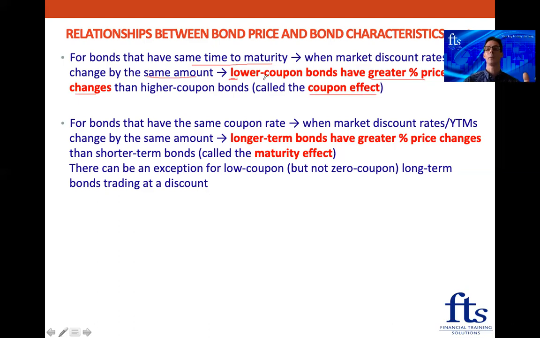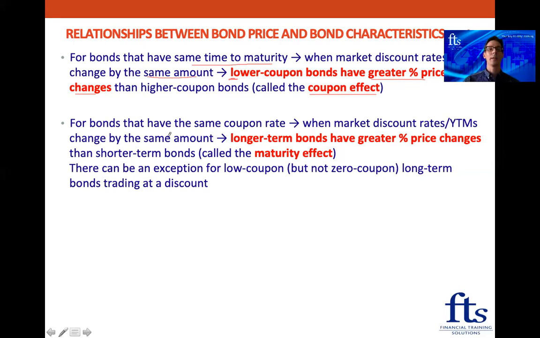We've got a bond that's paying a high coupon. This means more of the bond value is going to be received earlier if the coupon is higher. So therefore, a higher coupon bond is going to be less sensitive to changes in price when yields change.